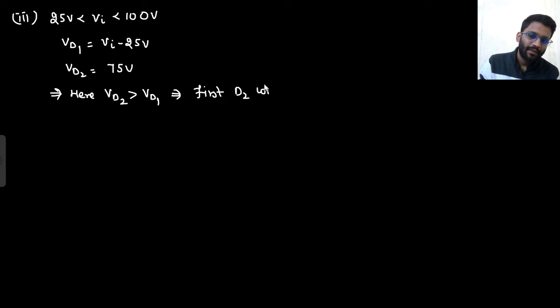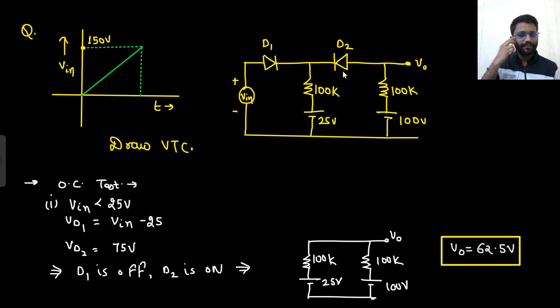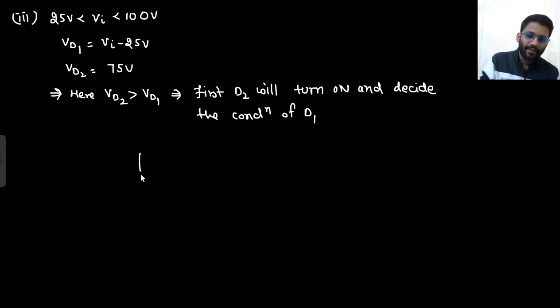What is your VD1? Vin minus 25. What is your VD2? That is 75 volt, right? Here, VD2 is greater than VD1. So D2 is the boss. First, D2 will turn on and decide the condition of D1. So first D2 will turn on. This will be our Vin, this is our D1, and D2 is turned on now. This is 100. D2 is turned on.